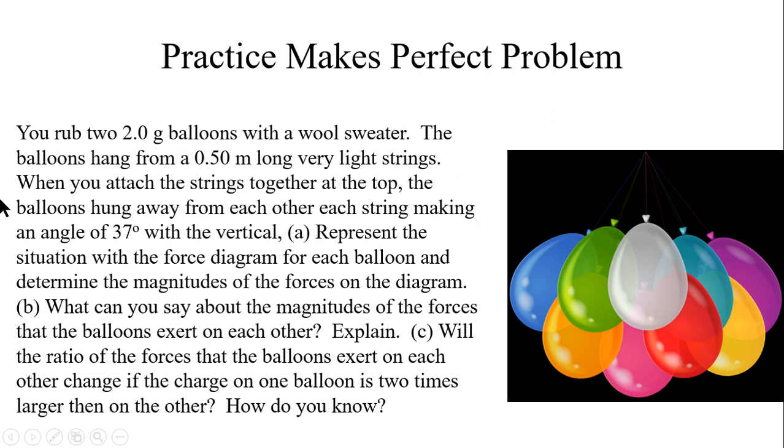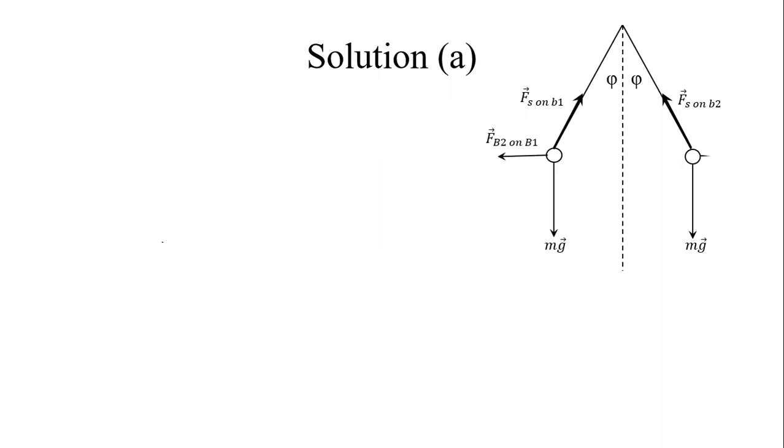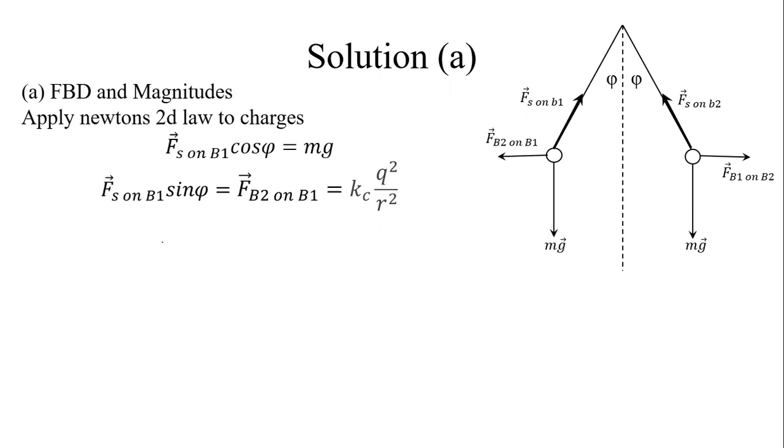You rub two balloons with a wool sweater, so it's assuming you're rubbing them with the same amount of charge. Okay? Boom. That's why. So it'd be Q times Q squared, because each of these are rubbed with the same balloon, right? R squared being our R.